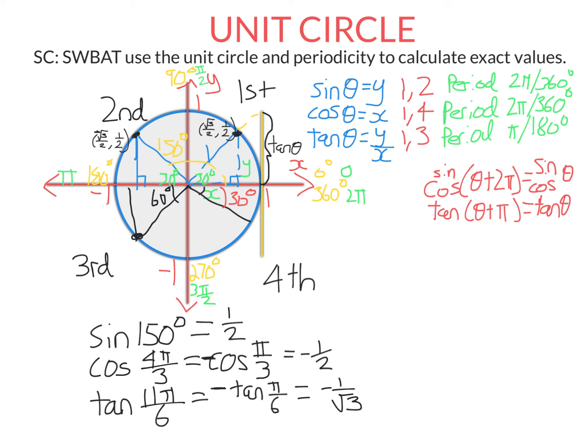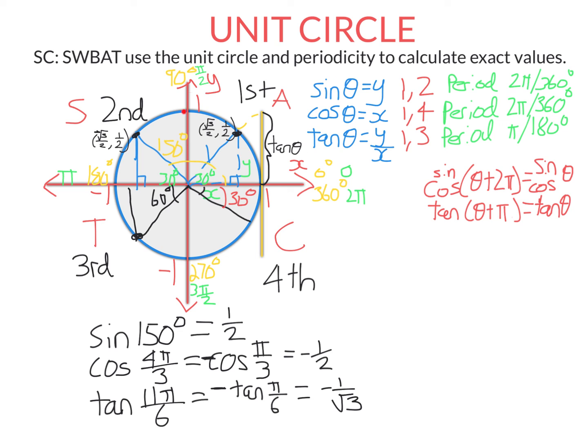So hopefully we can see a pattern here. In the first quadrant, all of the ratios are positive. In the second quadrant, only sine is positive. In the third quadrant, only tan is positive. In the fourth quadrant, cos is positive. So you might remember it as All Students Take Calculus or something to that effect.